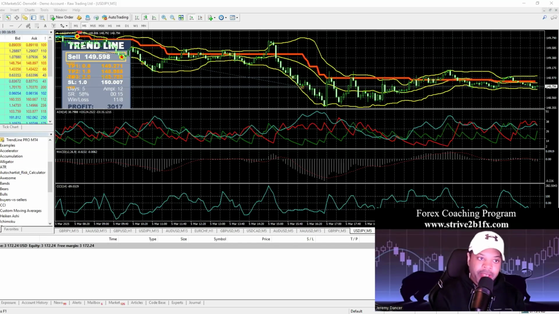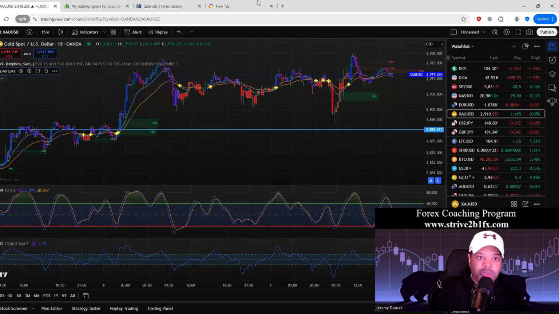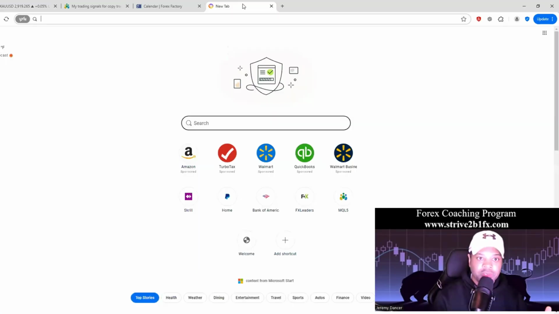Okay, so now that we're inside my MetaTrader 4, this is one of my demo accounts that I use for practicing and testing things out. So you can see I have the Trendline Pro already added to my MetaTrader 4. Now, one of the things I want to point out is the programmer behind this is extremely popular. So let me just show you where to get this indicator before I forget.